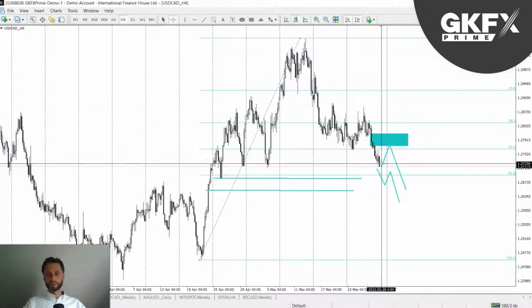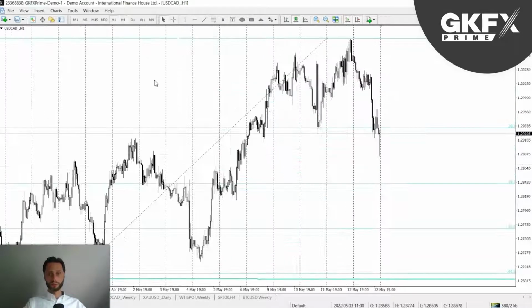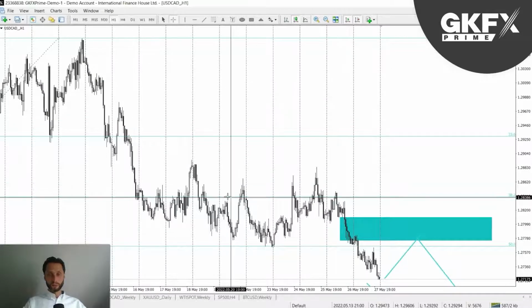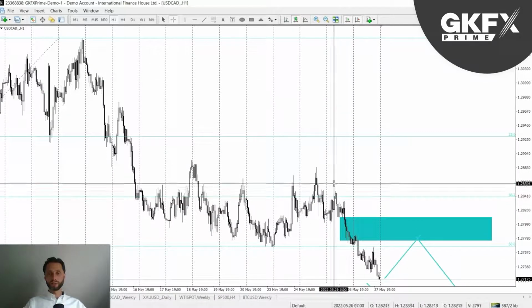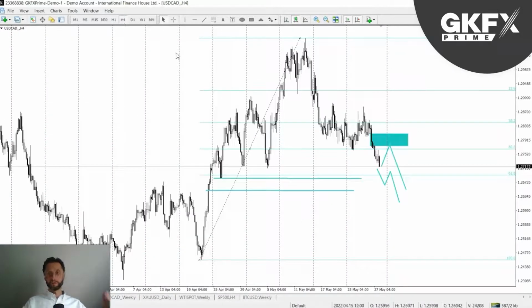At the moment, it's a bit, you could say, oversold. If I look at the 1 hour, we've been trading down very heavily, so a pullback would be favorable and would be a better price to sell from in terms of probabilities. So that's the dollar CAD.